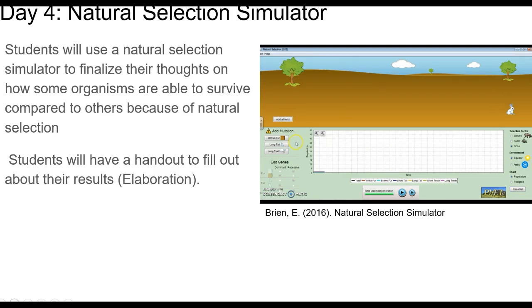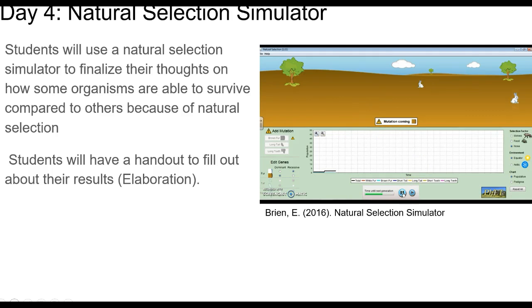The students can use the different mutations over here. So right now there is one white rabbit. I would click add a friend so that way they can start reproducing. I'm going to make sure that the mutation that's going to be added is brown fur. Since it's a brown environment, I would want the students to see that a rabbit with brown fur is more likely to survive. And then I would hit play.